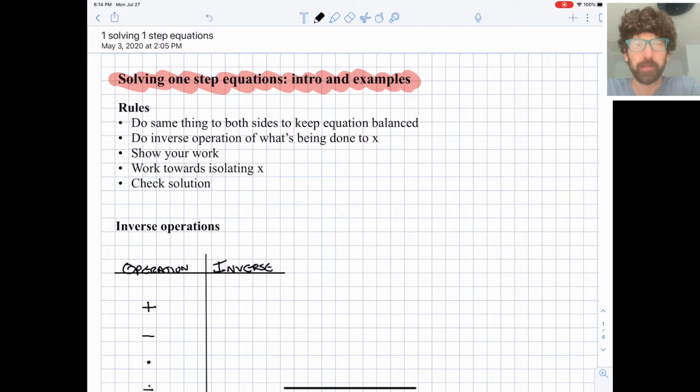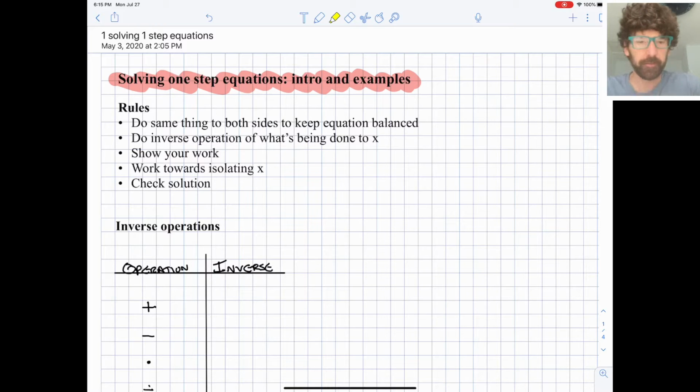All right, today we're going to be looking at solving one-step equations, and we will be doing an introduction and solving some example problems as well. The first thing I want to talk about, though, is some of the rules or tips to follow when you're solving these equations. And these rules don't just apply to the simpler one-step equations that we're doing today, but they apply to solving most equations that you'll encounter in math.